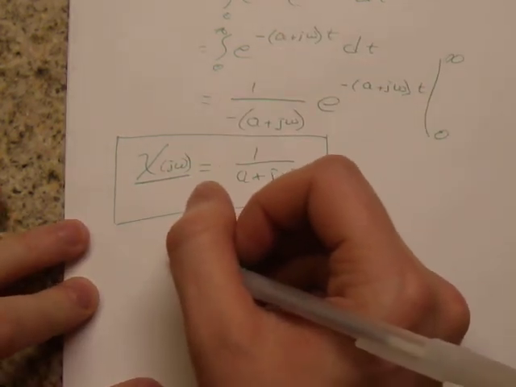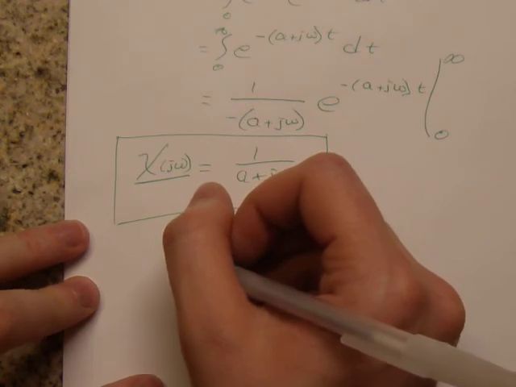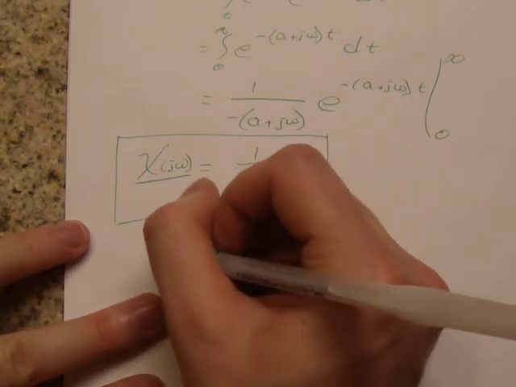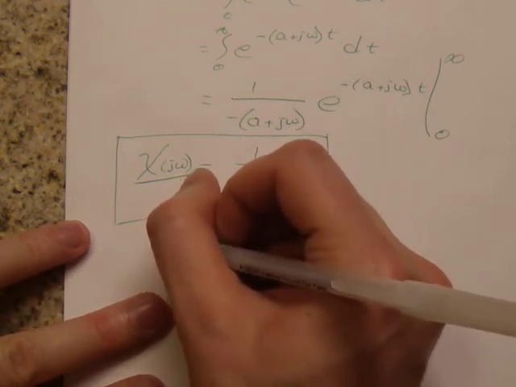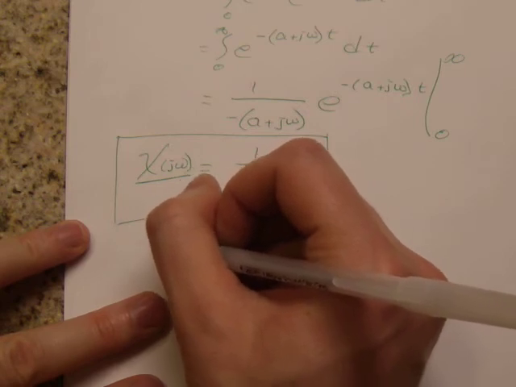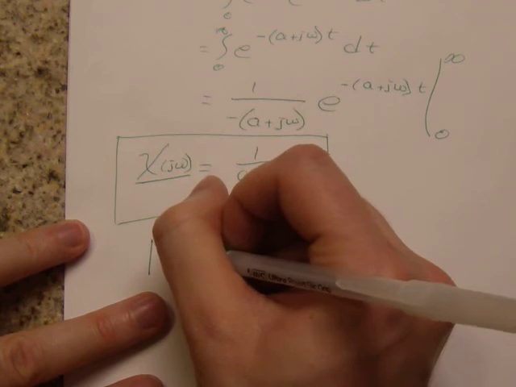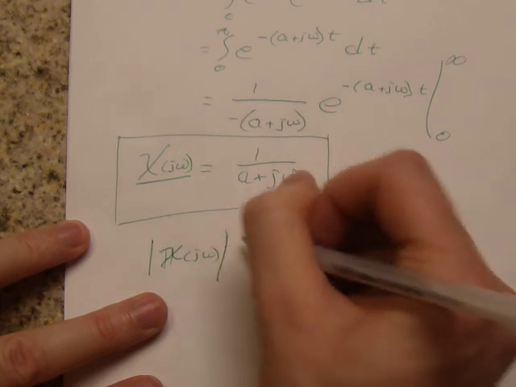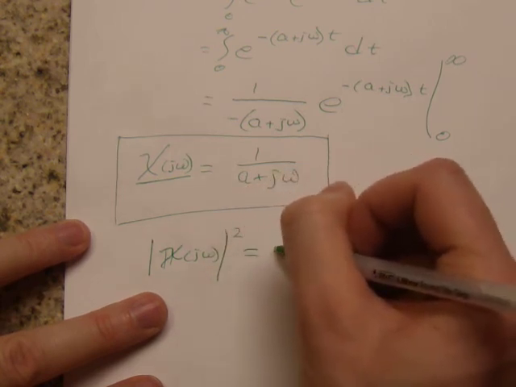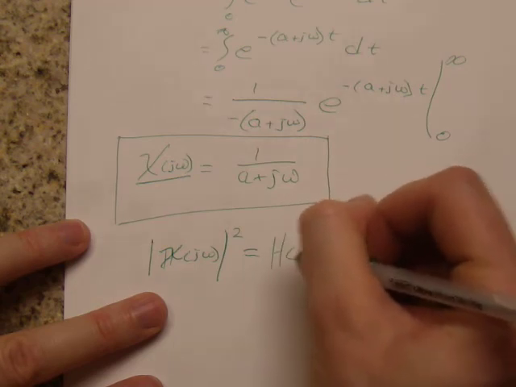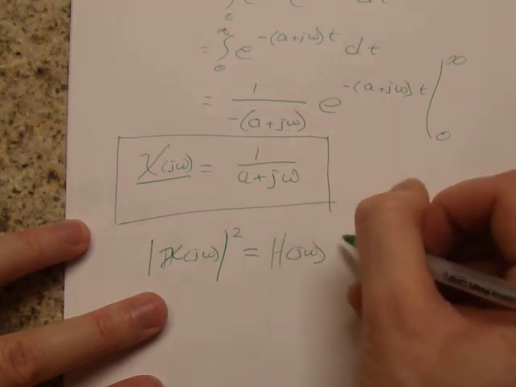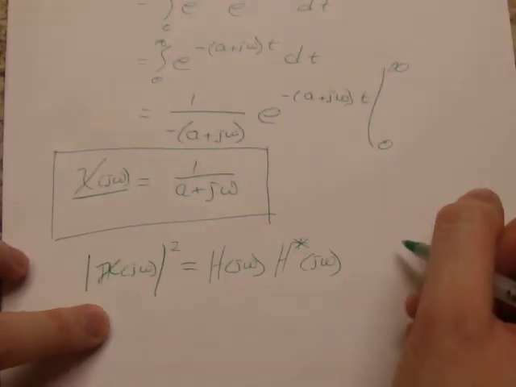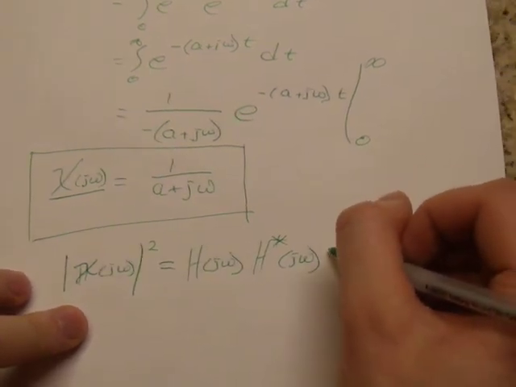So what we want to do is find the magnitude of x of j omega. And so we can say that the magnitude of x of j omega squared is going to be equal to x of j omega times x complex conjugate of j omega. This is just an easy trick to find the magnitude.